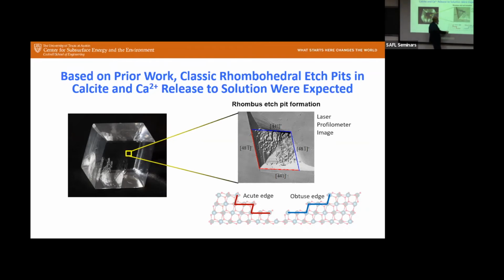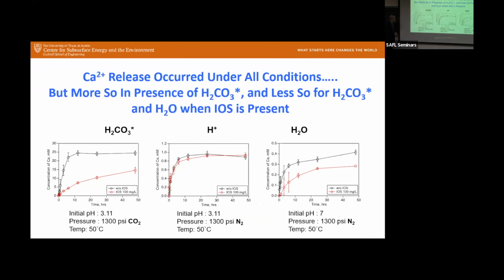And in that process, just under regular conditions, or almost any conditions, we expect to see this rhombohedral pit. So, there we go. The first thing we looked at then: we have this sample in our reactor, and we're monitoring calcium release. Here's the concentration of calcium. In the experiment where we have carbonic acid, we get a rapid increase in calcium, and then it plateaus off. Let's just look at the black lines for now.